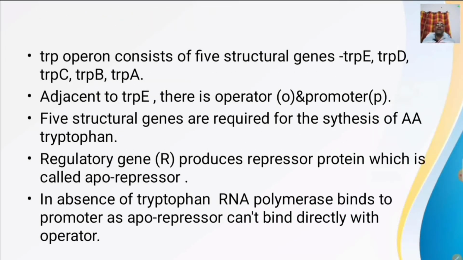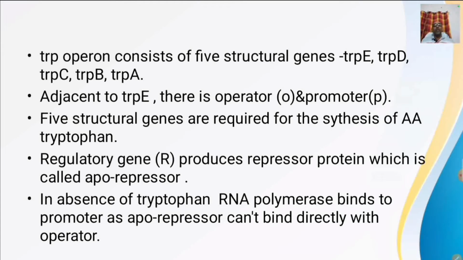So what is happening here? In the case of the trp operon, the same thing, structural genes are found, but here 5 structural genes are found, denoted by trpE, D, C, B, A. So 5 structural genes. And obviously adjacent to the structural genes, that is trpE, there is an operator, denoted by O, and a promoter P. That I will be showing in the next slide, the diagram. Now the 5 structural genes are required for the synthesis of the amino acid tryptophan. All these 5 genes are required.